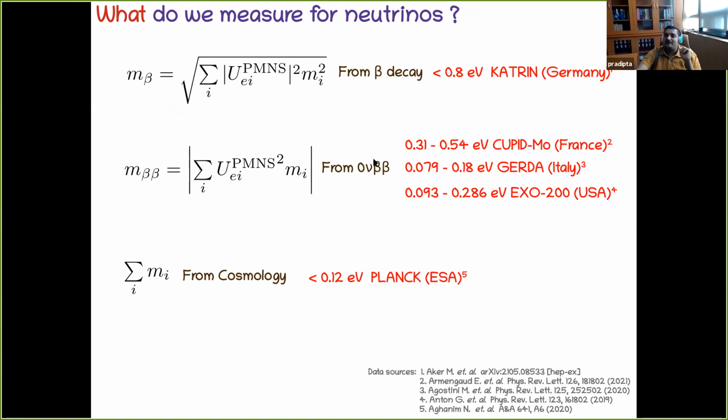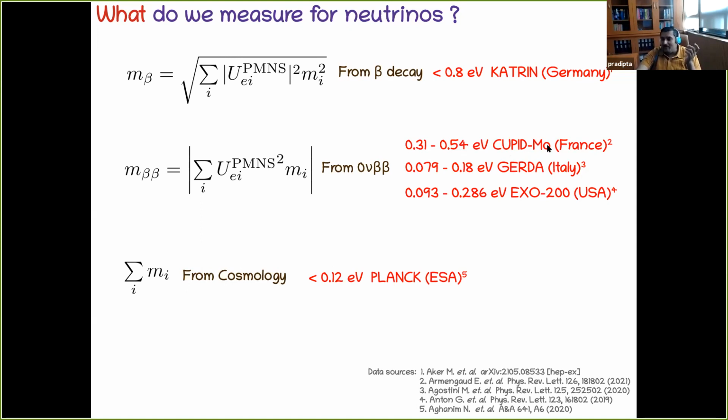Then there is neutrinoless double beta decay, which is the most amazing experiment. The beta decay experiment is useful because it can give you some idea about the individual neutrino mass. The neutrinoless double beta decay can give you some information about the phases. As of now, we just have limits. GERDA and EXO are the current experiments: one is a germanium-based detector in Italy, and the other is a xenon-based detector in the USA.